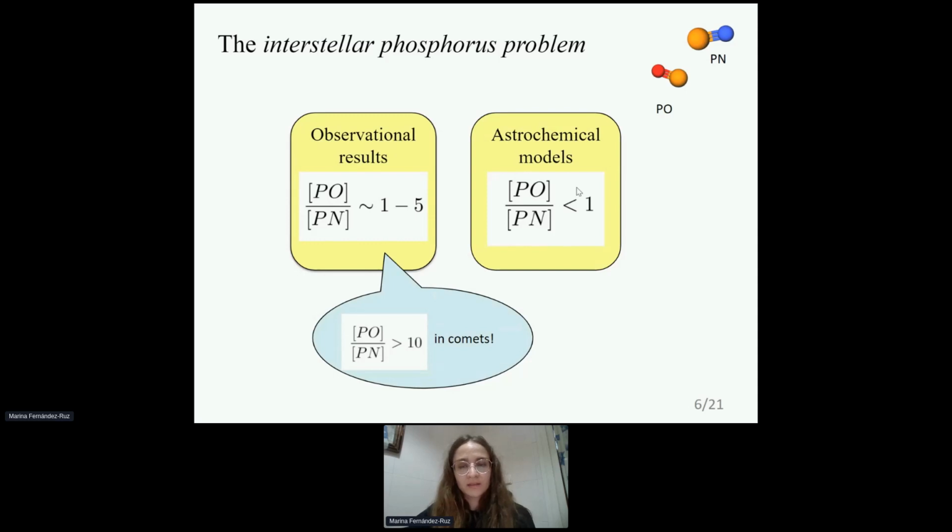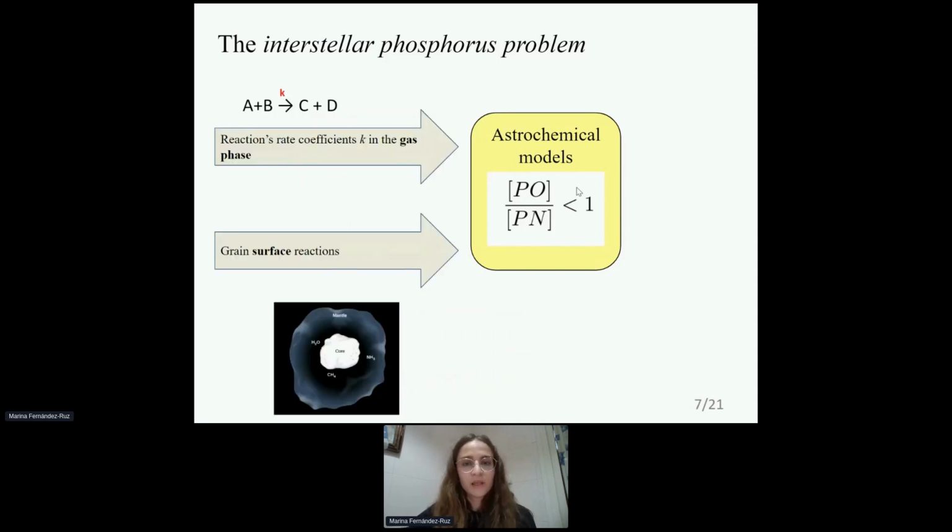We believe that part of the problem comes from the inputs of the astrochemical models, because if the inputs are wrong or inaccurate, the results of the model will also be inaccurate. The two main inputs are the reaction rate coefficients, k, that is the constant, basically the velocity of a reaction. And also there are great uncertainties in the grain surface reactions. In our work at the Astrobiology Center, we studied both things, but in this presentation, I'm going to focus on the reaction rate coefficients.